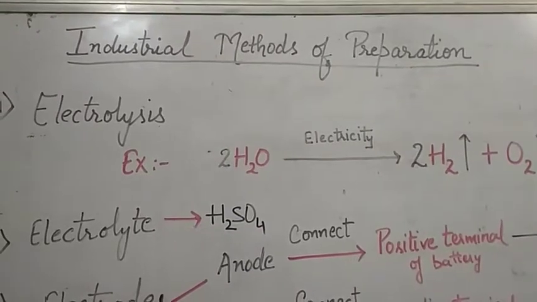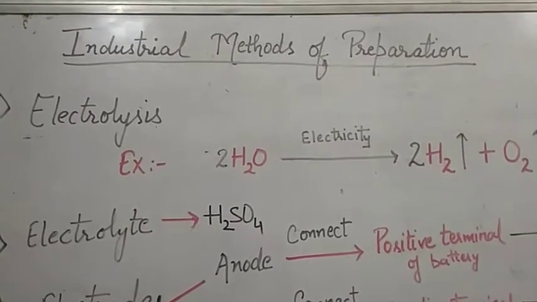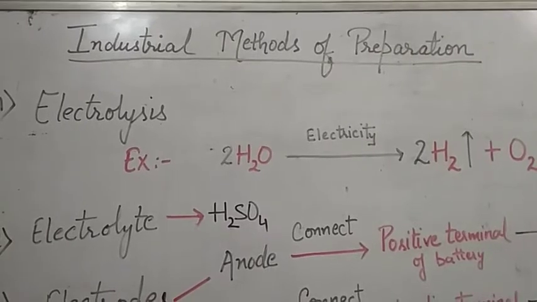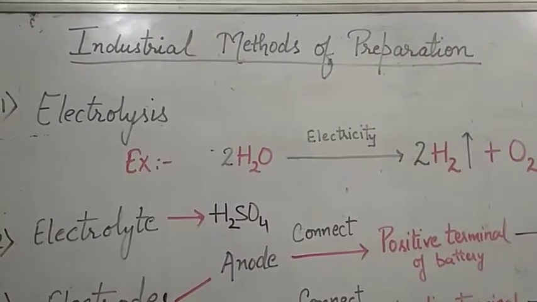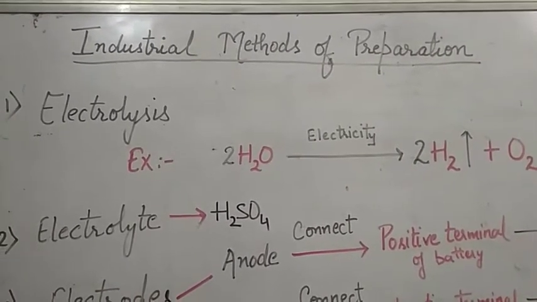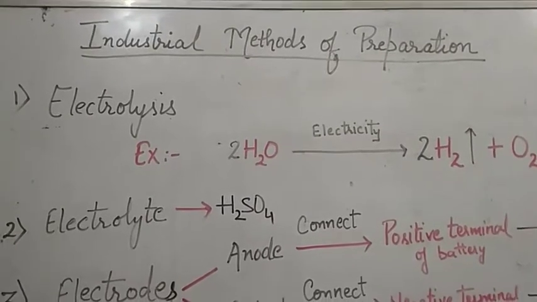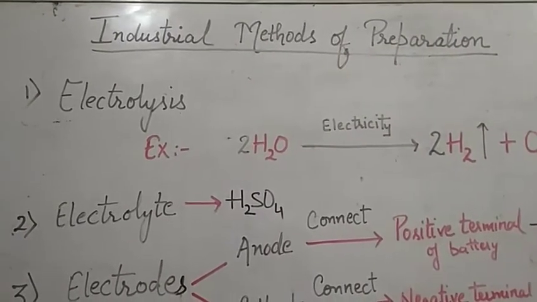Industrial methods of preparation. How hydrogen is prepared by industrial methods. Let's initiate our topic by understanding some terms. So first term is electrolysis.